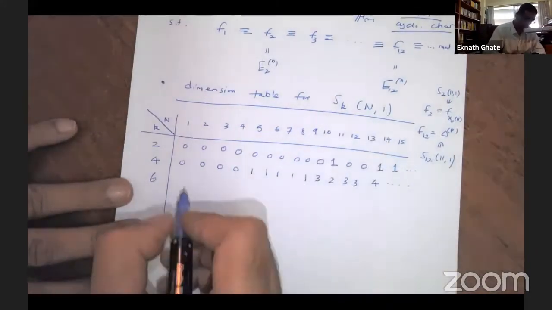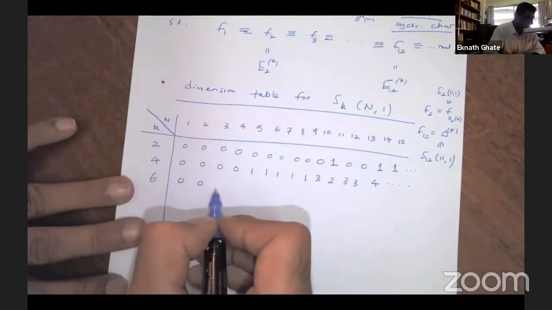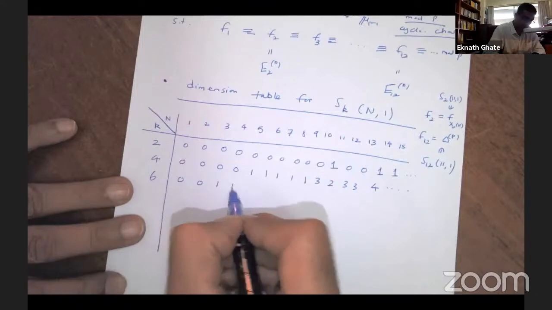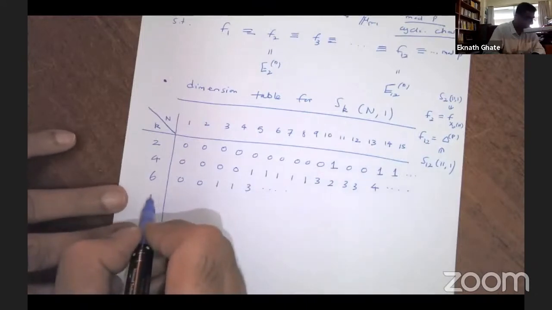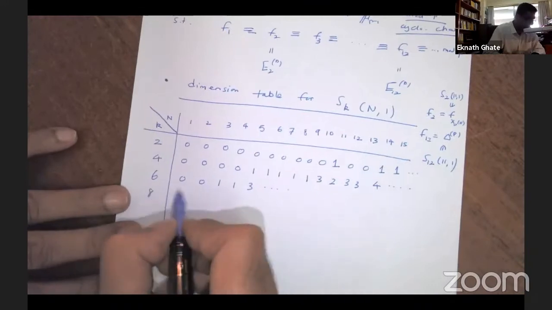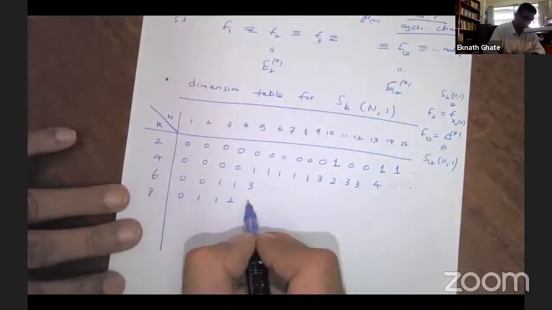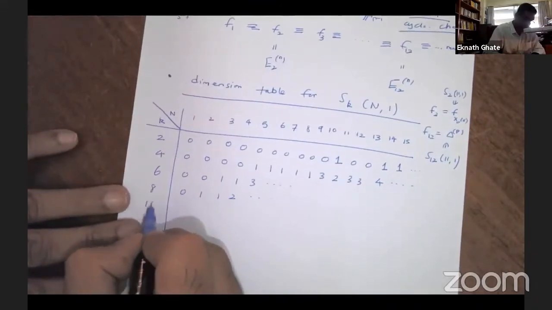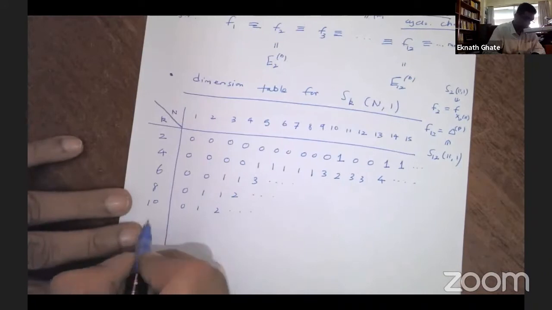So let's go to weight 6. And again, no modular forms of weight 6 and small level, but then you do get some from level 3 onwards. Weight 8: 0, 1, 1, 2, so on and so forth. Weight 10: 0, 1, 2, so on and so forth.